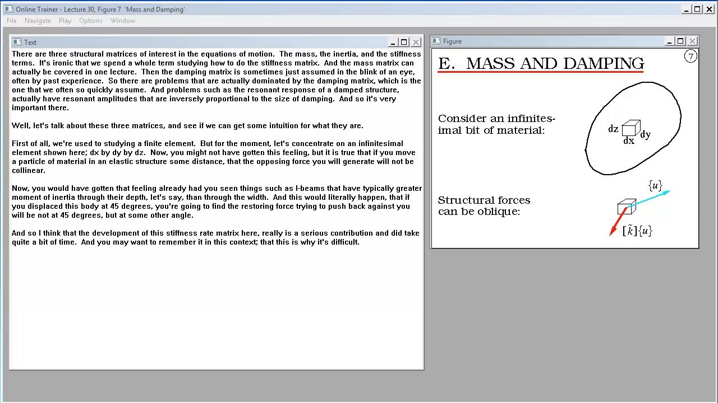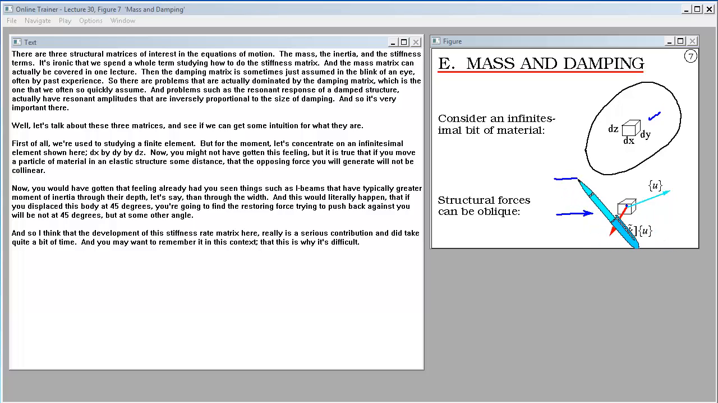First of all, we're used to studying a finite element, but for the moment let's concentrate on an infinitesimal element shown here, dx by dy by dz. Now, you might not have gotten this feeling, but it is true that if you move a particle of material in an elastic structure some distance, the opposing force you will generate will not be collinear.